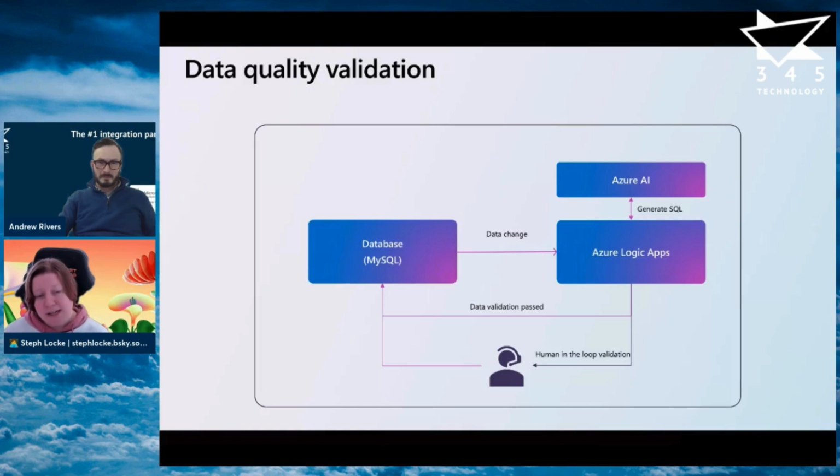When we read a data change, our logic app is going to actually use AI to write the SQL to be able to run a data quality check about the new row versus statistical information. If there's a problem, it's going to communicate with the human in the loop, and if not, it's going to make sure that the test's passed.